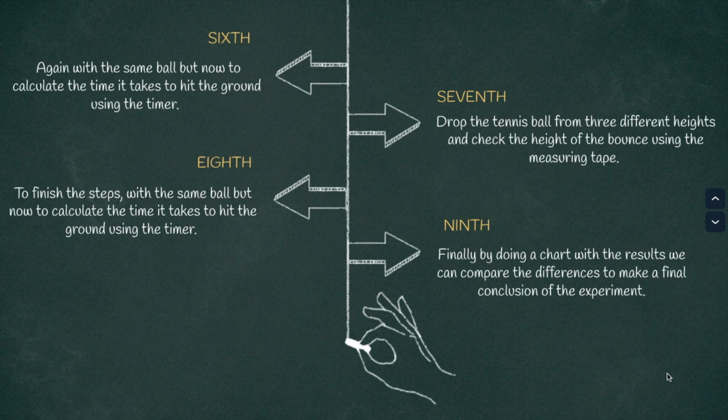Seventh, drop the tennis ball from three different heights and check the height of the bounce using the measuring tape. Eighth, to finish the steps, with the same ball, but now to calculate the time it takes to hit the ground using the timer. Ninth, finally, by making a chart with the results, we can compare the differences to make a final conclusion of the experiment.